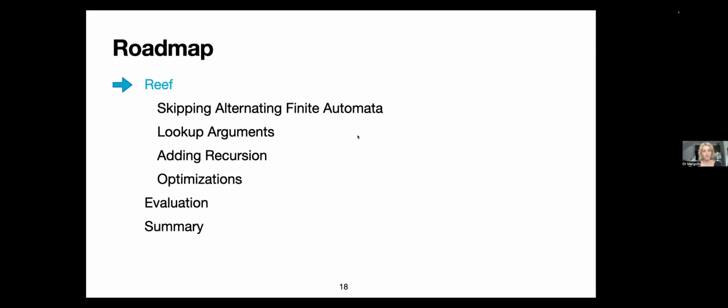So we're going to talk about each of those three key insights and components of Reef, the SAFA, the lookup arguments, and the use of recursive proof systems. We're also going to talk about some additional optimizations we implemented to make Reef much more performant. And then finally, we're going to talk about how we evaluated Reef and how it compares to other existing systems. And with that, I'm going to hand it over to Lef.